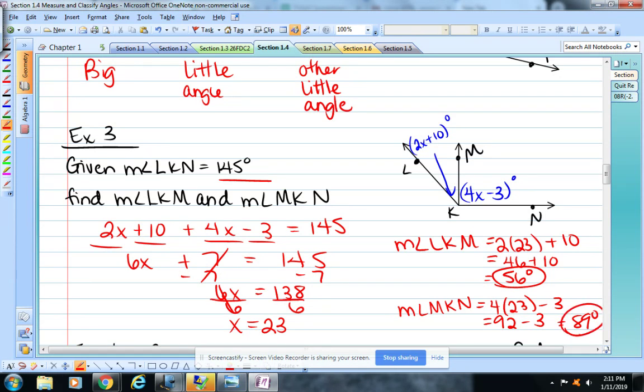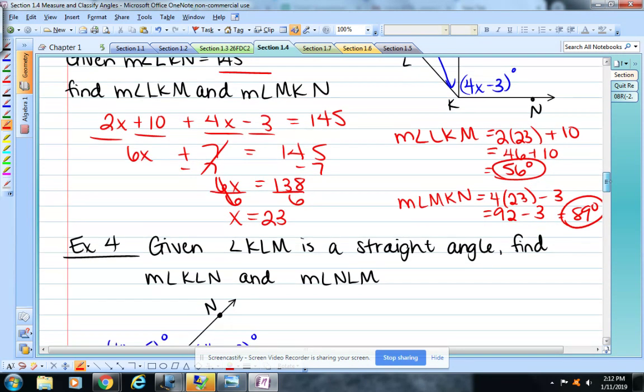Now, how could I check to see if those are right? What should I add to equal 145? So if I add the two little ones, they should equal the big one. Right? Do they? I think so. Okay? Little plus little equals big. Any questions so far?